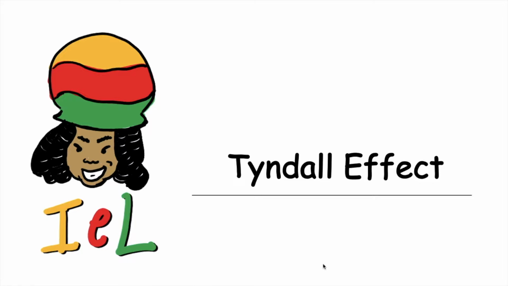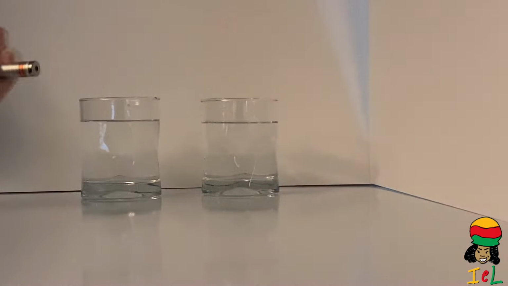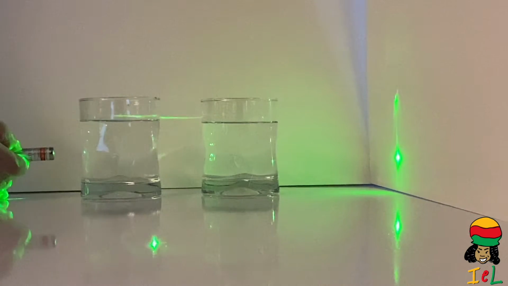Tyndall effect. We spoke briefly about the Tyndall effect, or the scattering of light, when comparing the three types of mixtures. Now we will observe the phenomenon and then explain its occurrence. A green laser light is passed through two glasses containing distilled water. You may have noticed that the path of light is not visible through the water, but the green spot of light is visible on the surface opposite to the light source.